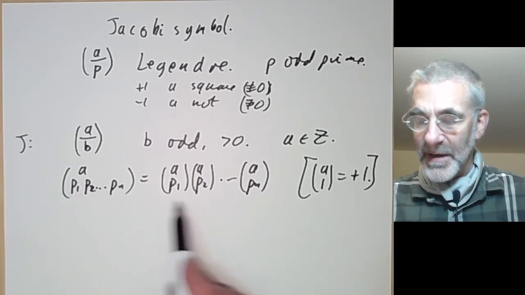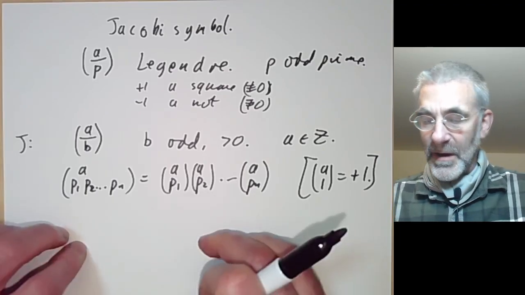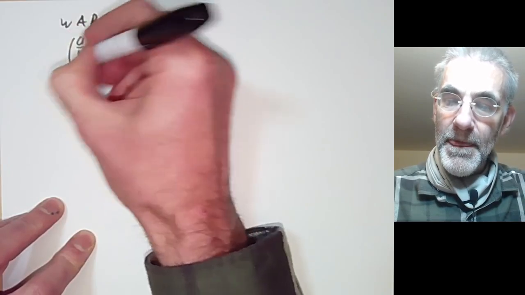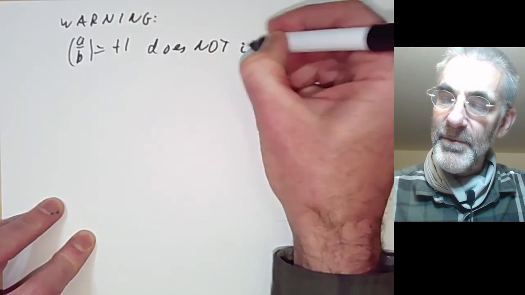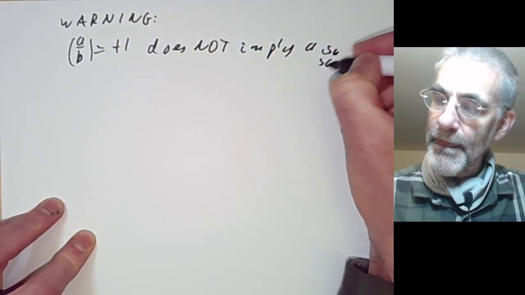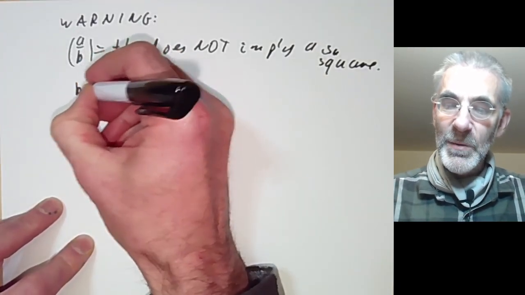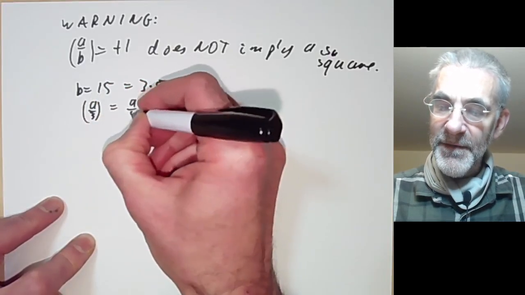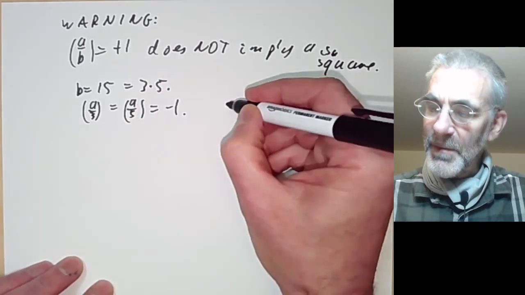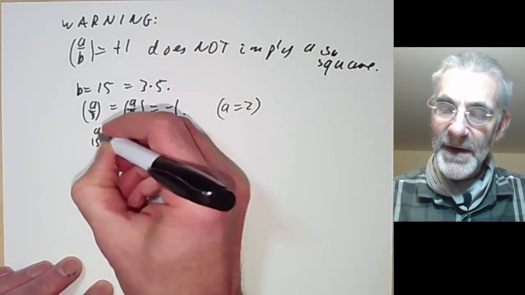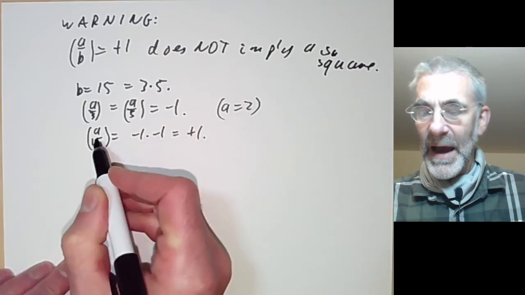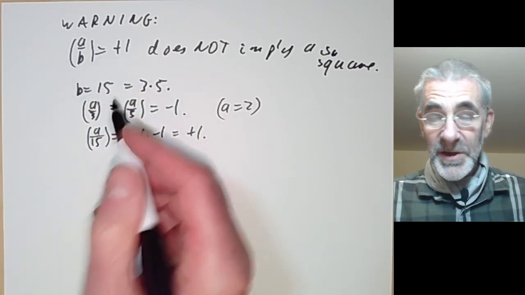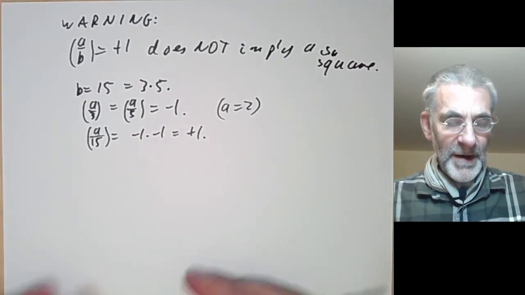This definition seems a little bit silly or bizarre, but we'll justify it fairly soon. I should put in one warning here. (a/b) equals plus 1 does not imply a is a square. To see an example of this, let's just take b equals 15, which is 3 times 5, and let's suppose that (a/3) and (a/5) are both minus 1. For example, we could just take a equals 2. And then you notice that (a/15) is equal to minus 1 times minus 1, which is plus 1. But a is certainly not a square mod 15. In fact, it's not even a square modulo 3. So the interpretation of the Jacobi symbol is a little bit trickier than for the Legendre symbol.